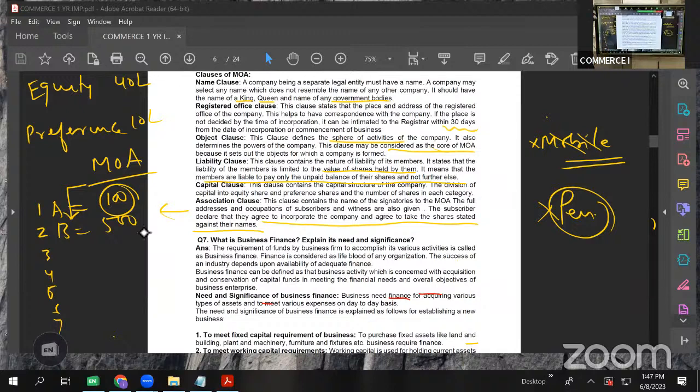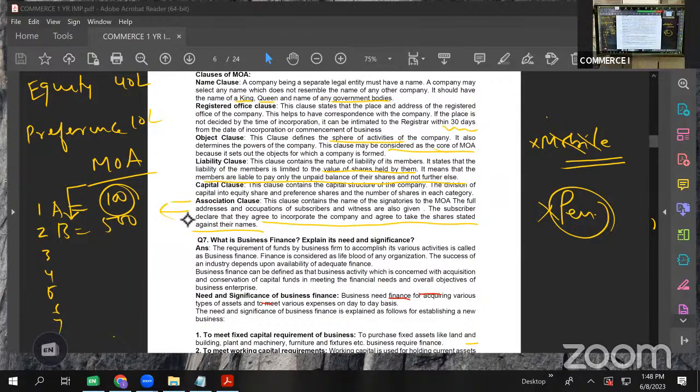500 shares. So like this, they do promise in a way to subscribe for the shares of the company, and the number of shares are mentioned again in the MOA. So they are giving a declaration that we would be associating with this company. We will incorporate and get associated with this company. This is the declaration given by the signatories to MOA. This is called as association clause.